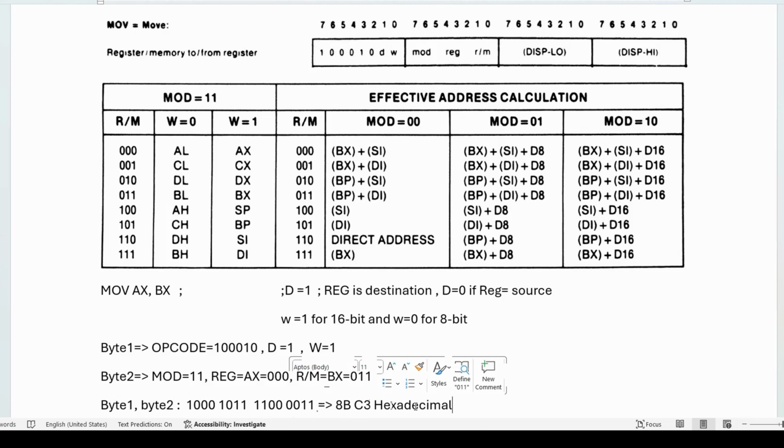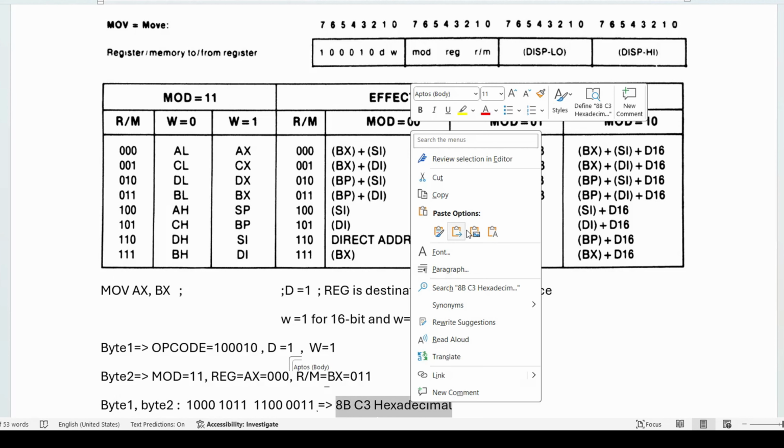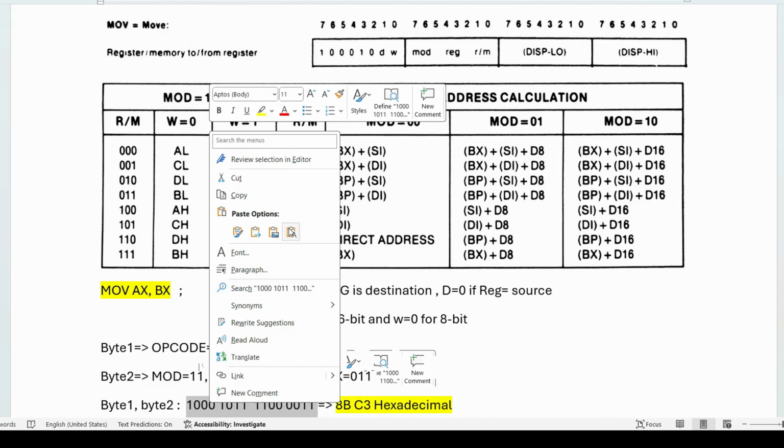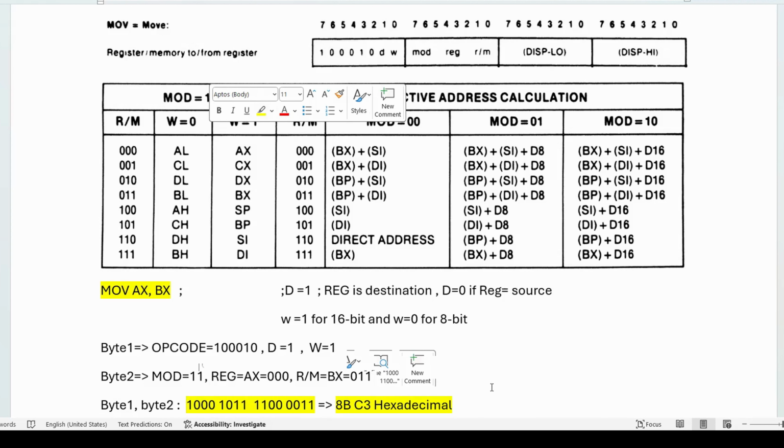This is also an equivalent form of our instruction. This is our assembly instruction that we converted, this is the hexadecimal equivalent form, and this is the binary equivalent form. I hope you get it. That's how you actually convert an assembly instruction into binary or hexadecimal.